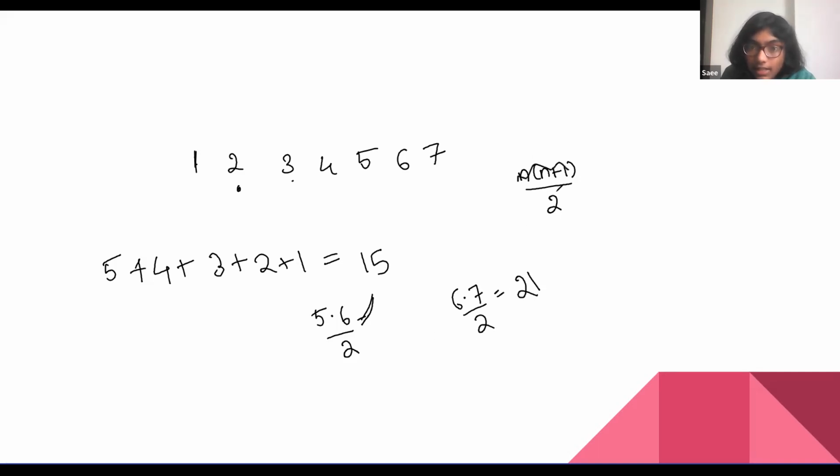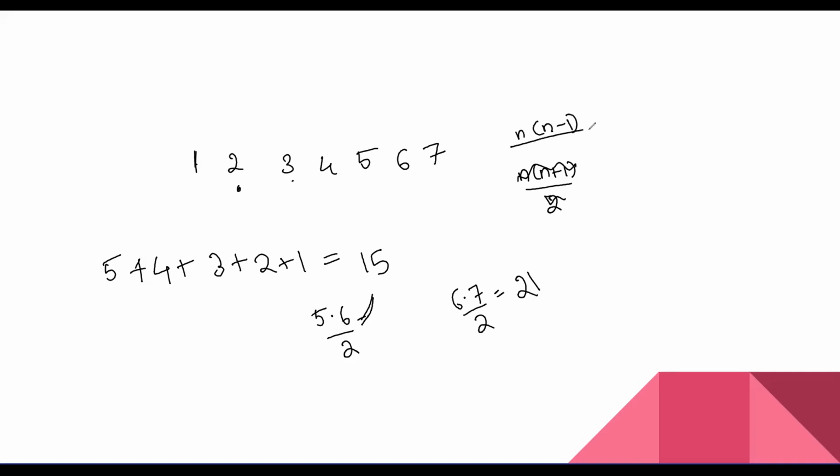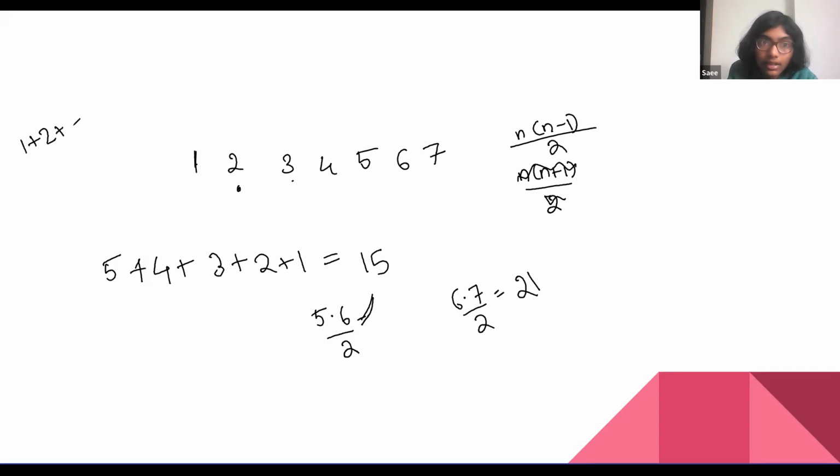But let me correct it a little bit: n into n minus 1 by 2. Right. I'm just going to say n into n minus 1 by 2. So if you know this formula, then you can try to figure out where this came from. Then you might be able to figure out how Hemawati got this, right? Do you know this formula by any chance?